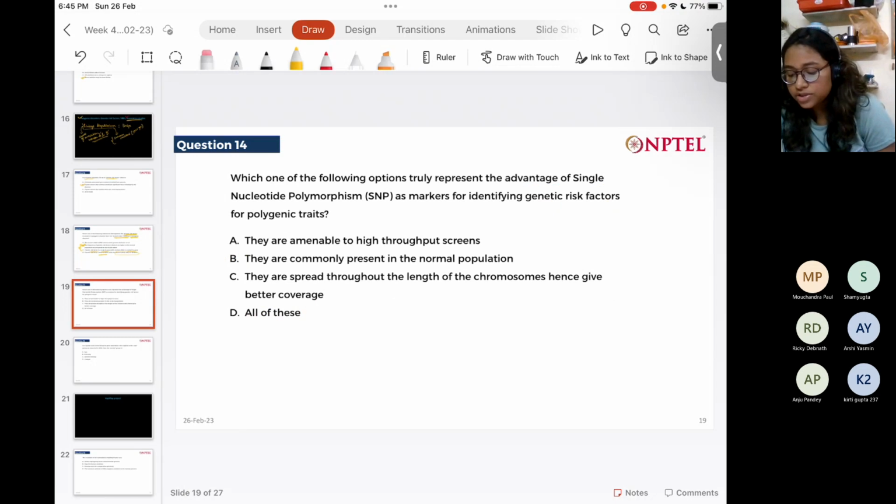Which one of the following options truly represents the advantage of single nucleotide polymorphism as markers for identifying genetic risk factors for polygenic traits? First, they are amenable to high throughput screens. They are commonly present in the normal population. They are spread throughout the length of the chromosomes, hence give better coverage. All of these. So basically, you have to tell which of these options are advantages of using SNPs as markers for identifying the risk factors in polygenic disorders. This should be simple enough.